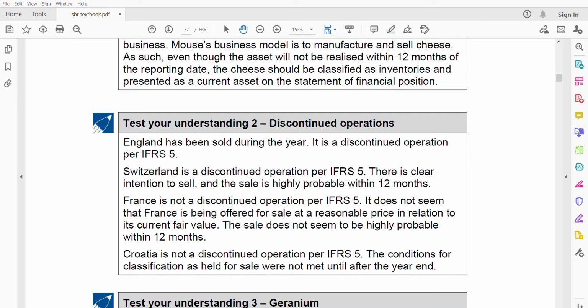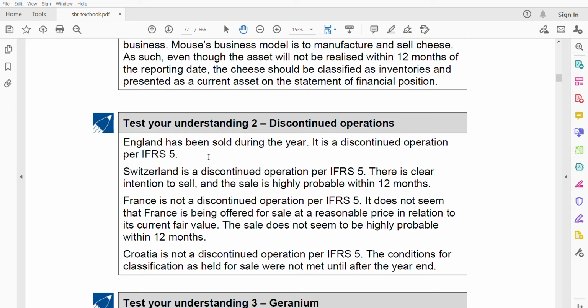The first one, there are 4 different paragraphs for 4 different subsidiaries. First one, a subsidiary England was sold on 1st Jan 2004. Can it be a discontinued operation? It is a discontinued operation per IFRS 5. England has been sold in the year. They are not explaining the details, but since it is sold within the year, it's very easy. Something which is already sold, there is no doubt. No criterion is to be made. If it is sold, discontinued operation.